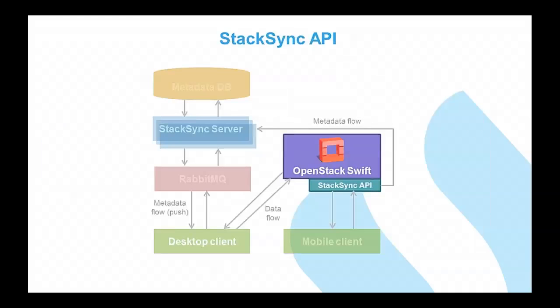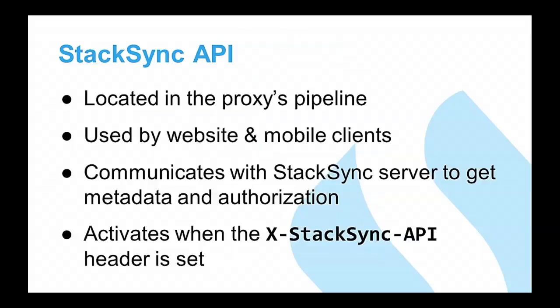So now we have seen how desktop clients communicate and synchronize. And now we are going to see how mobile and web clients are able to access the information on StackSync. So what we've done is to create an API. This API lives in the proxy's pipeline, alongside Keystone, logging, caching, and any other middleware that we may have on our pipeline. And it communicates with the StackSync server in order to get metadata and authorization.